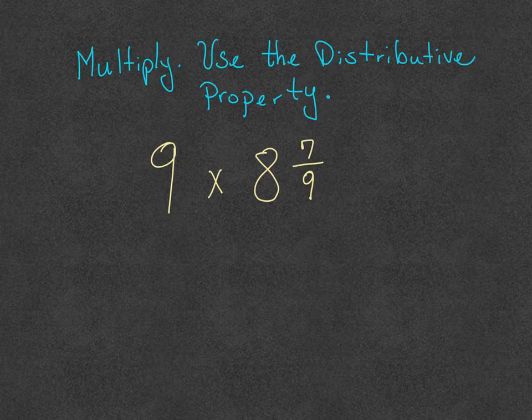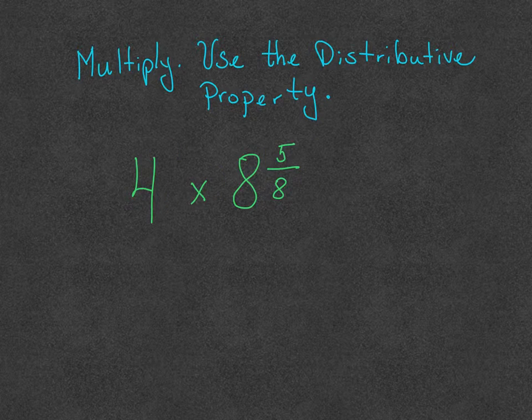Keep shining on, guys, and use the distributive property for 9 times 8 and 7/9. And I want to see your work tomorrow. Last one, multiply and use the distributive property for 4 times 8 5/8. And, of course, bring your work in tomorrow.